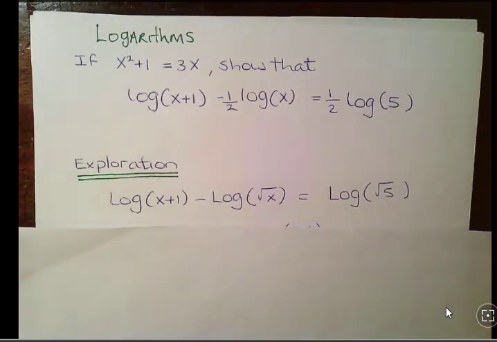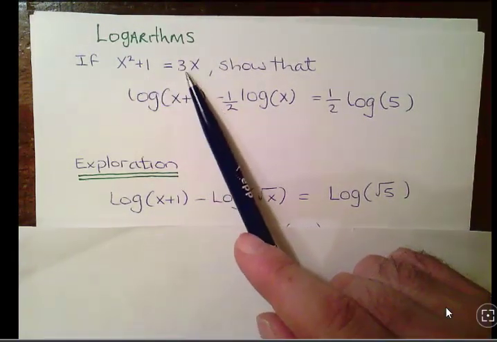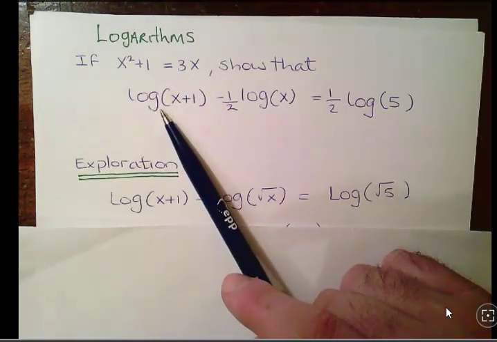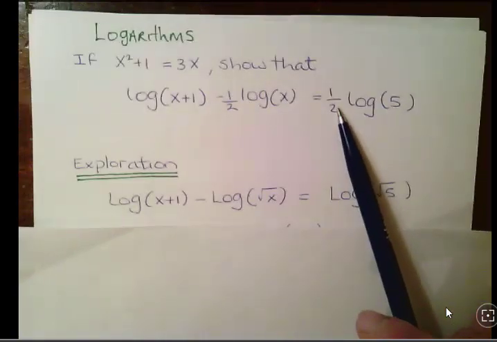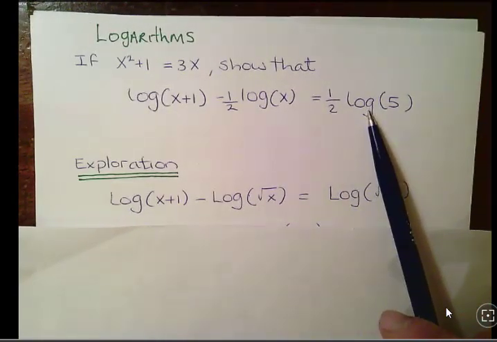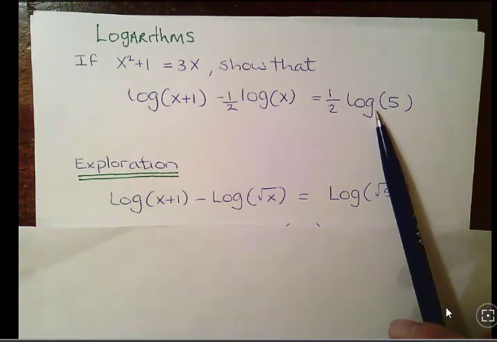Okay, in this presentation, this is to do with solving equations where logarithms are present. If x squared plus 1 is equal to 3x, show that the log of x plus 1 minus a half of log x equals 1/2 of the log of 5. Here, log just means the natural log, or log to the base e.